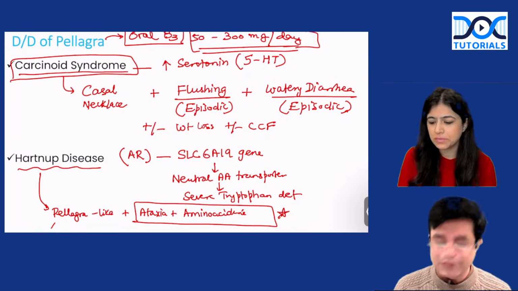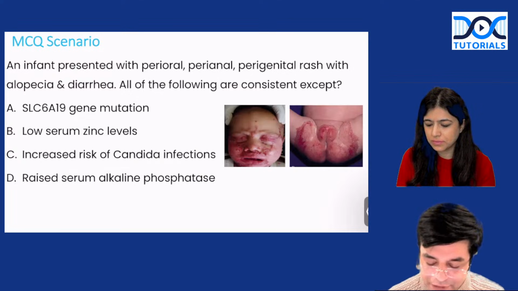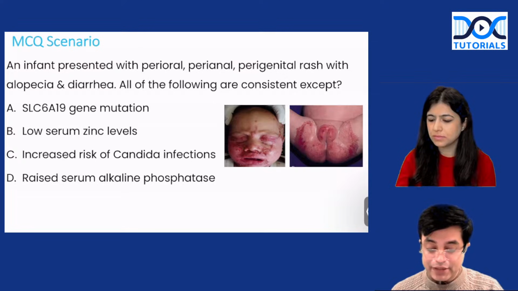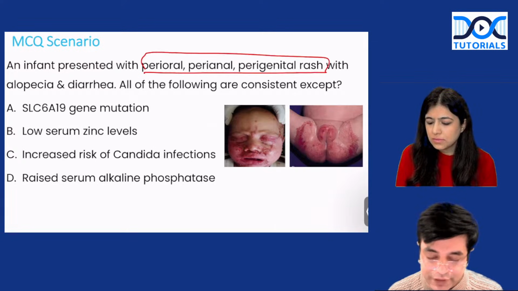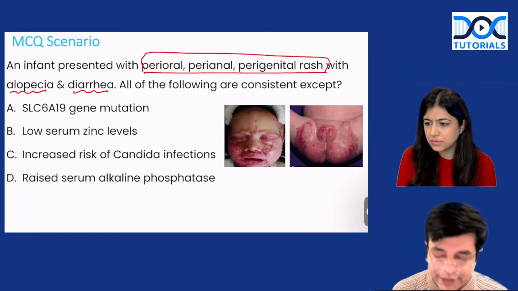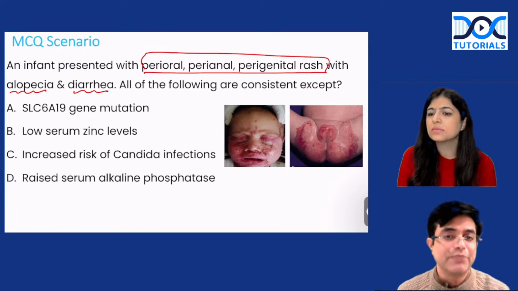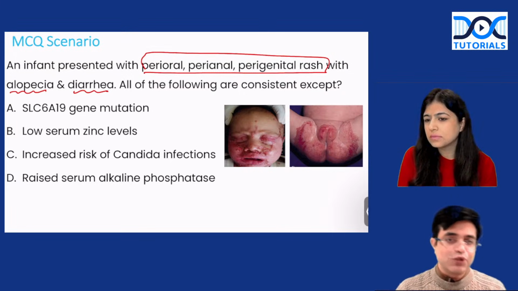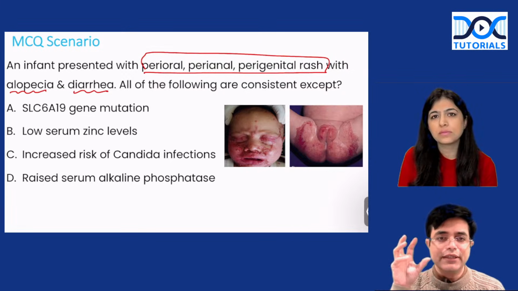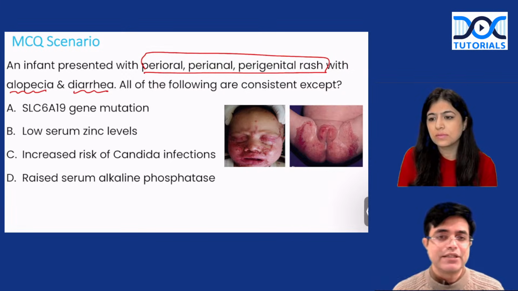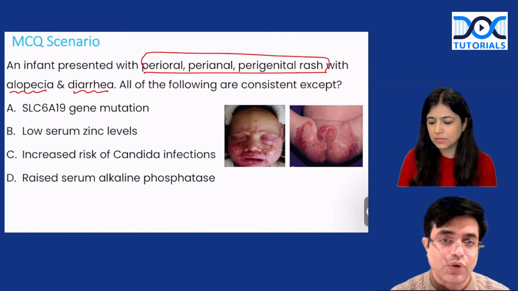Let's go further, ma'am. Yes, sir. So we have another case scenario. Infant presented with perioral, perianal, perigenital rash. So you can see the description of the rash here, the morphology of the rash. There is also alopecia, there is diarrhea. All of the following are consistent except; first of all, you have to make the possible diagnosis. Whenever you have a desquamative vesicobullous erythematous rash occurring on the cheeks, perioral, perianal, perigenital, sometimes on the hands and feet, that is zinc deficiency that we are talking about.